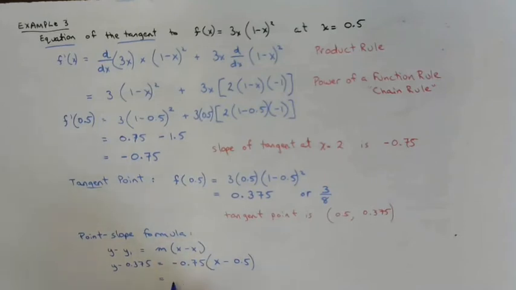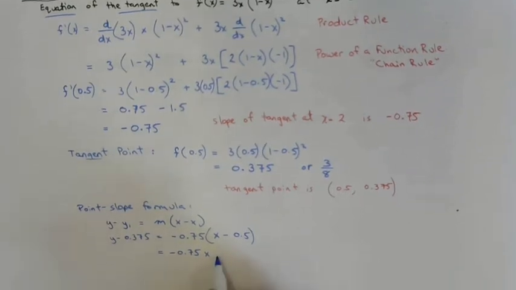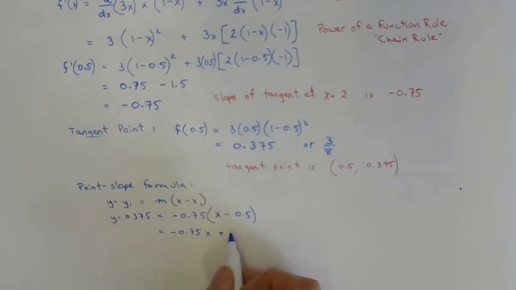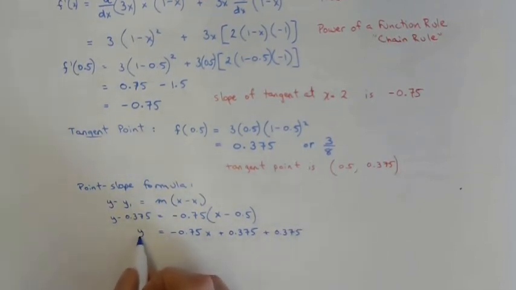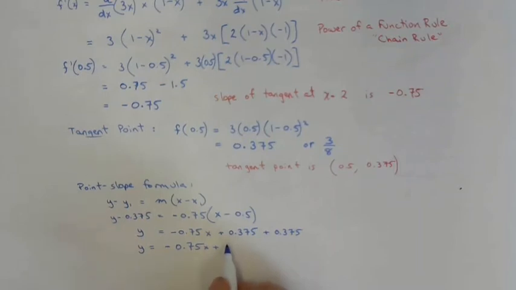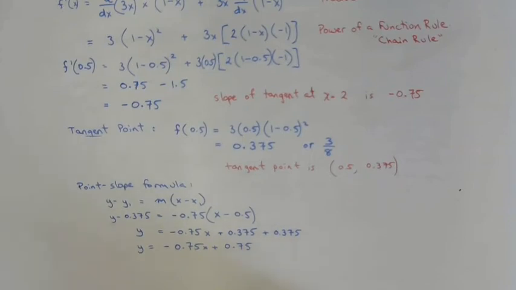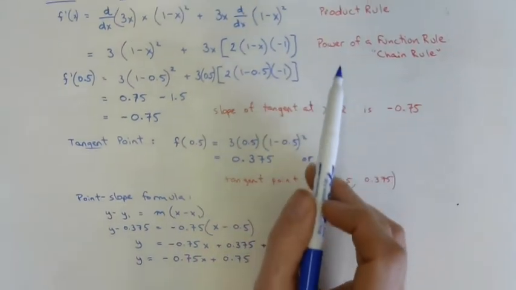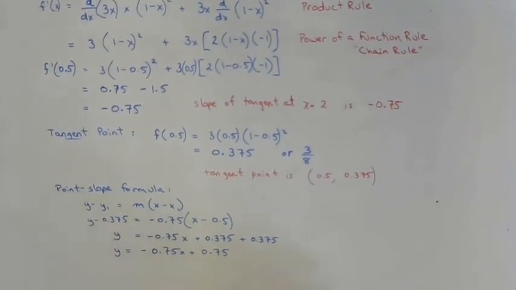Okay, on the right side, I'm going to distribute negative 0.75 to both terms in the binomial. That gives us negative 0.75x plus 0.375. And then we're going to add 0.375 to both sides, which gives us y equals negative 0.75x plus 0.75. Okay, this is the equation of the tangent to the curve at x equals 0.5. It looks something like this, and the tangent comes across like that.